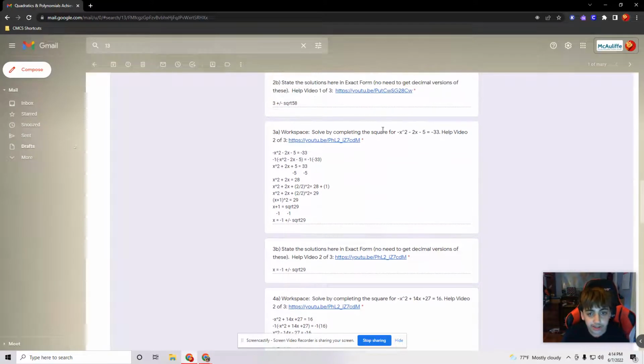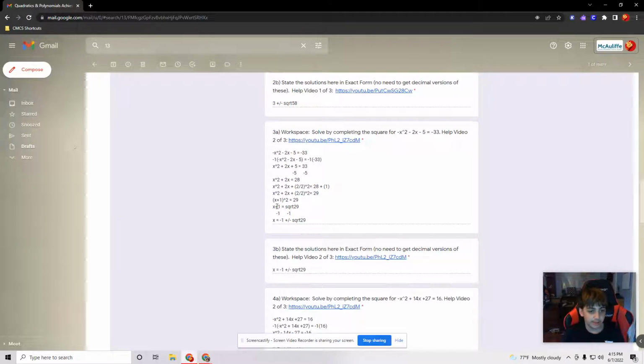So, 3, the first term is negative. So I found it best to multiply everything by negative 1 to make everything positive. And then I just minus 5 from both sides. Now we've isolated the x terms. Then I added 2 divided by 2 squared. That's just 1, because 2 divided by 2 is 1, and 1 squared is still 1. So I added that to both sides. We got x squared and 1 squared, and mash that together. So x plus 1 squared equals 29.